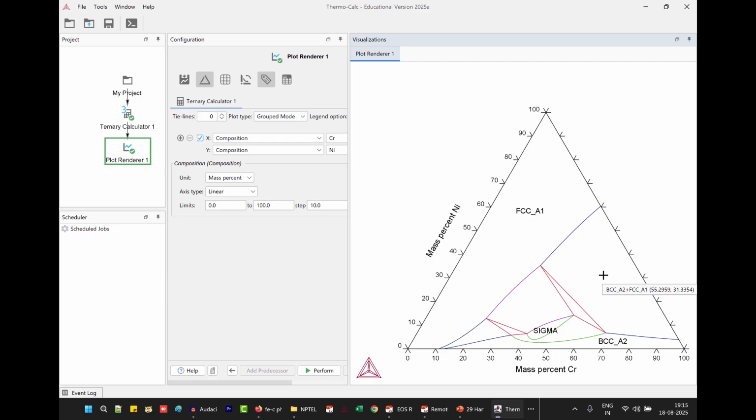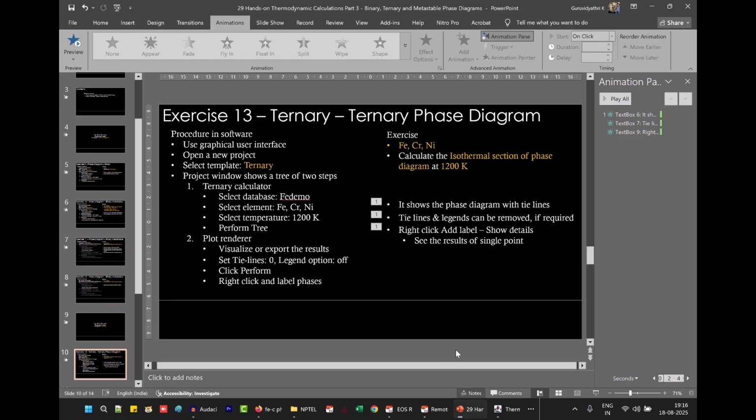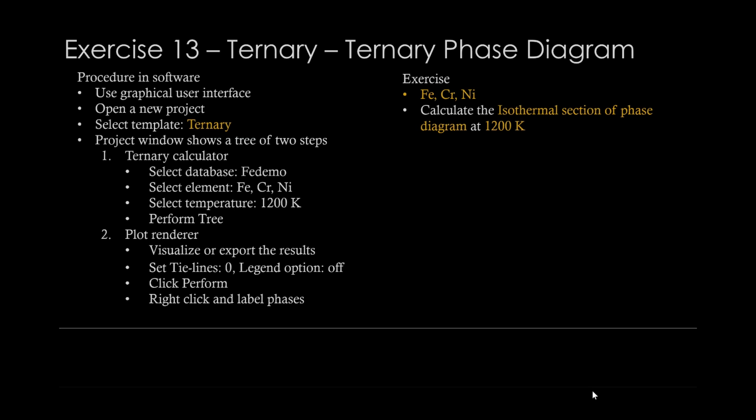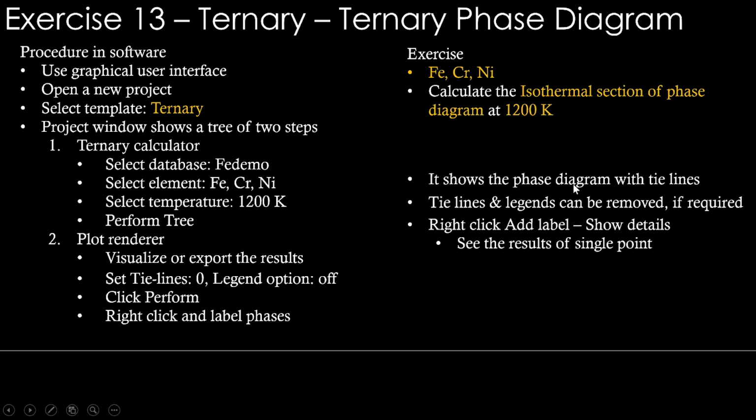Okay, and we have these two phase regions: BCC plus FCC, here sigma plus FCC, here BCC plus FCC again, here sigma plus BCC, and these tie triangles are here where three phases coexist: BCC, sigma and FCC, here BCC, sigma and FCC, right? I just labeled only the single phases. Now we got the ternary phase diagram, right? It shows the phase diagram with tie lines. Tie lines and legends can be removed. We have done that. Right click and add label.